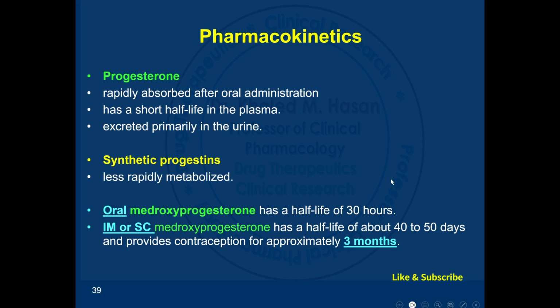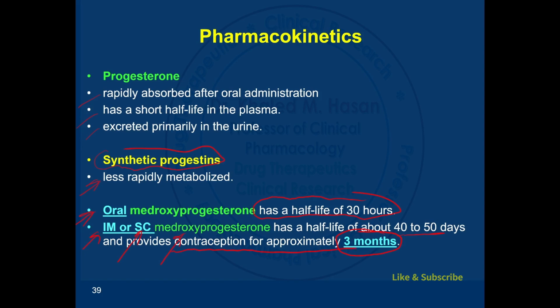Pharmacokinetics: progesterone, as we mentioned, is rapidly absorbed, has a short half-life, and is primarily excreted in urine. We recommend synthetic progestins because they are less rapidly metabolized. Oral medroxyprogesterone has a long half-life, 30 hours. They developed injectable medroxyprogesterone, intramuscular or subcutaneous, with a half-life of 40 to 50 days. We can prescribe it to provide contraception for 3 months.